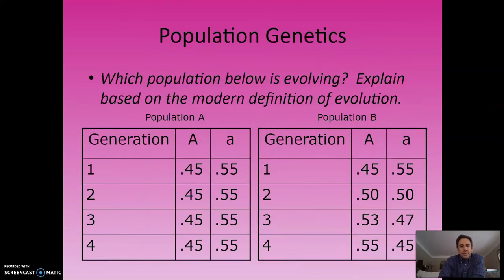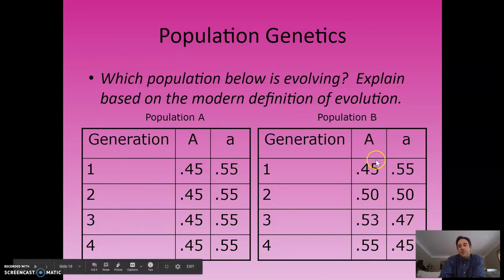So basically, let's just talk about this example here. Here are two sets of data, population A, population B. Here's the frequency of big A and little a, generation 1 through 4, and then here's the same for population B. Take a moment. Which population is evolving? And hopefully you said, oh, it must be population B, because the gene frequencies are changing over time. We can see that the frequency of little a is getting less and the frequency of big A is getting more. Why that's happening, we don't know, but it's clear that they're changing.